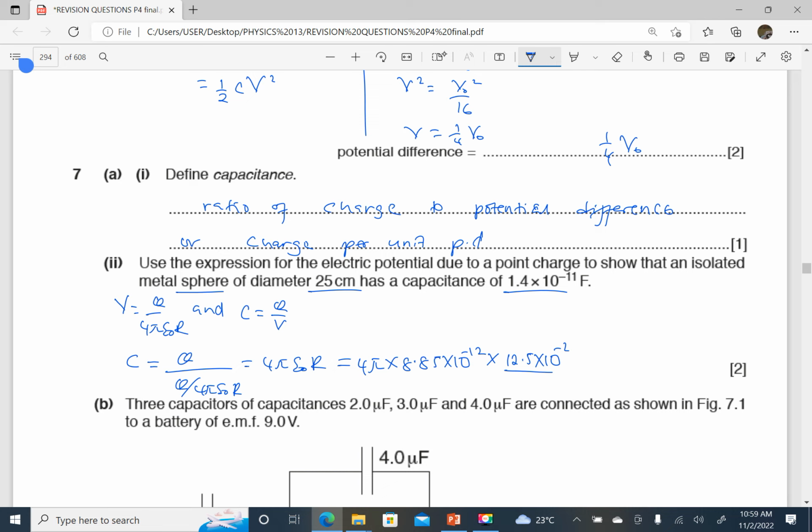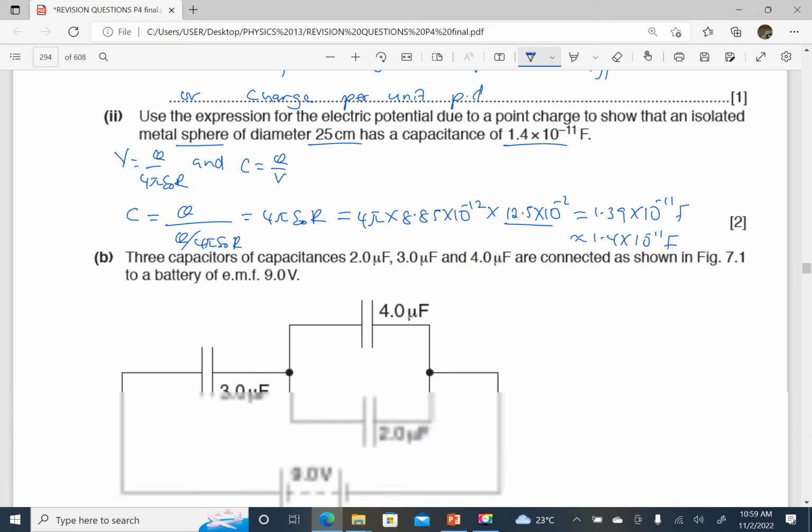4 pi times 8.85 exponent negative 12 times 12.5 exponent negative 2. So this is giving me 1.39 times 10 power negative 11 farads, or approximately 1.4 times 10 power negative 11 farads. So that is the capacitance as required.